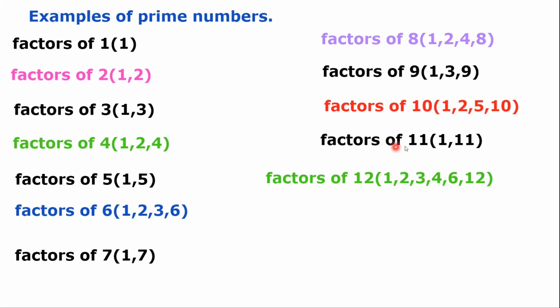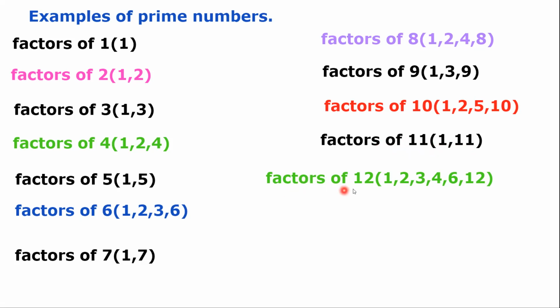Let's see the factors of 11. 11 has only two factors. There are only two numbers that can divide 11. Aside from 1 and 11, there's no number that can divide 11 equally. So based on these two factors and the definition, 11 is a prime number.